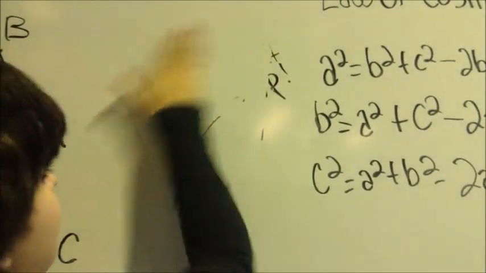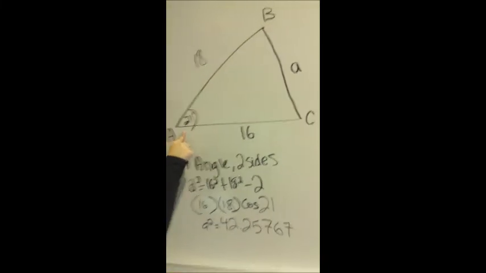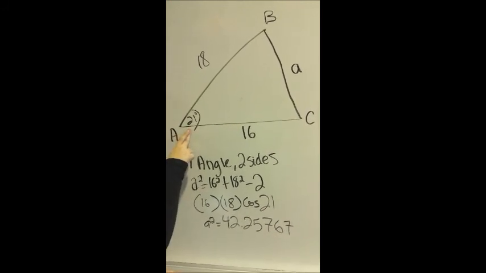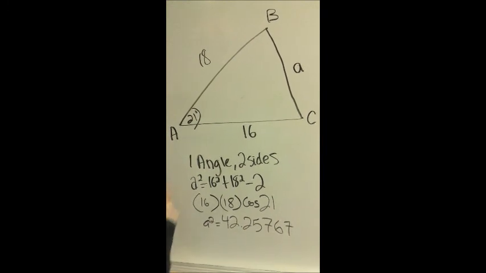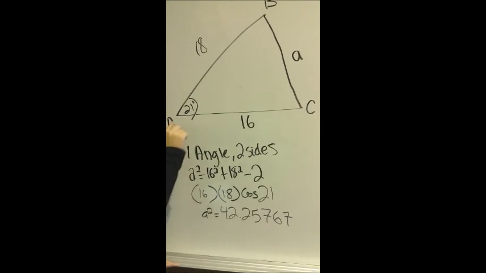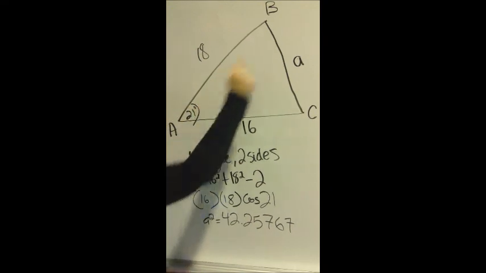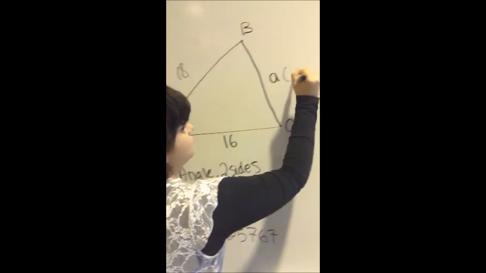Okay, now, here is an example. This triangle right here. Here's angle A, 21 degrees. And we have one angle and 2 sides. So, here is my equation. We're going to use a squared because that's what we're looking for, due to the fact that we have the angle of A and not the side. And that is what we're searching for. So it could also be said to be x.